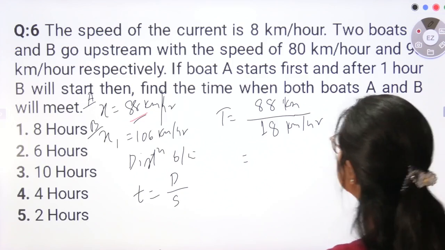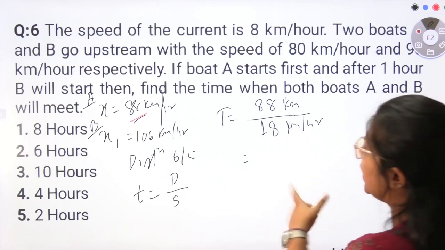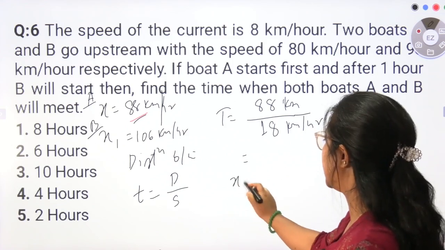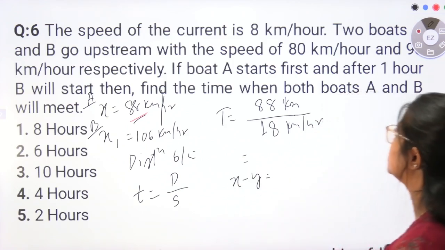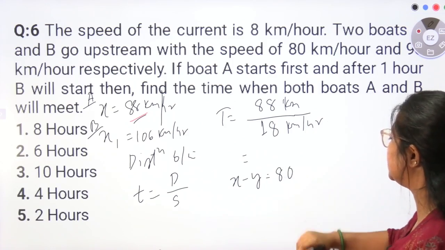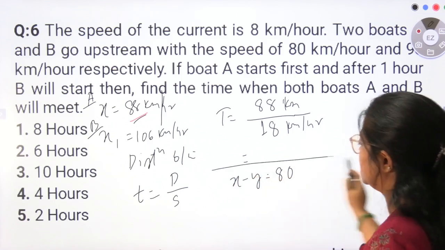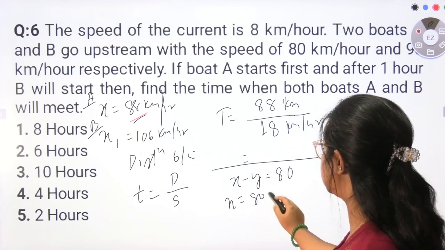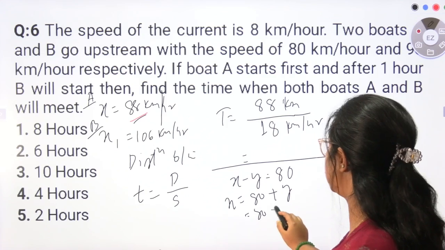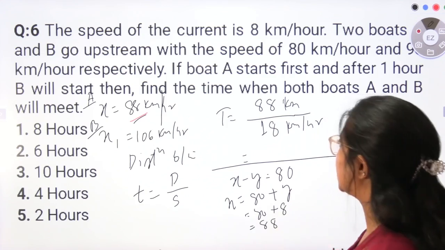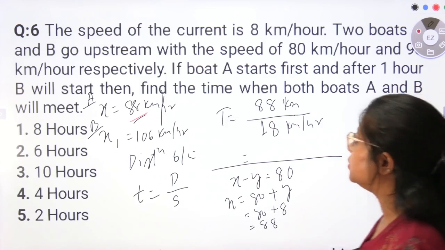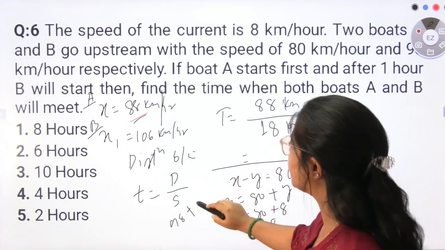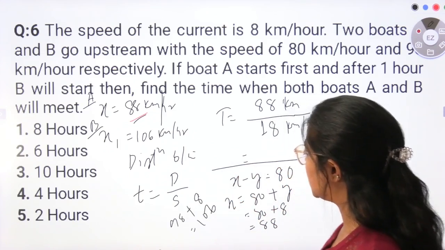So where did I go wrong? The speed of the current is 8, and two boats A and B are going upstream. Since they are going upstream, upstream speed is x minus y. For boat A, x minus y is equal to 80. So from here x would be 80 plus y, so 80 plus 8. So 88 would be my actual speed of boat A. Similarly, the actual speed of boat B will be 98 plus 8. So from here I get 106.